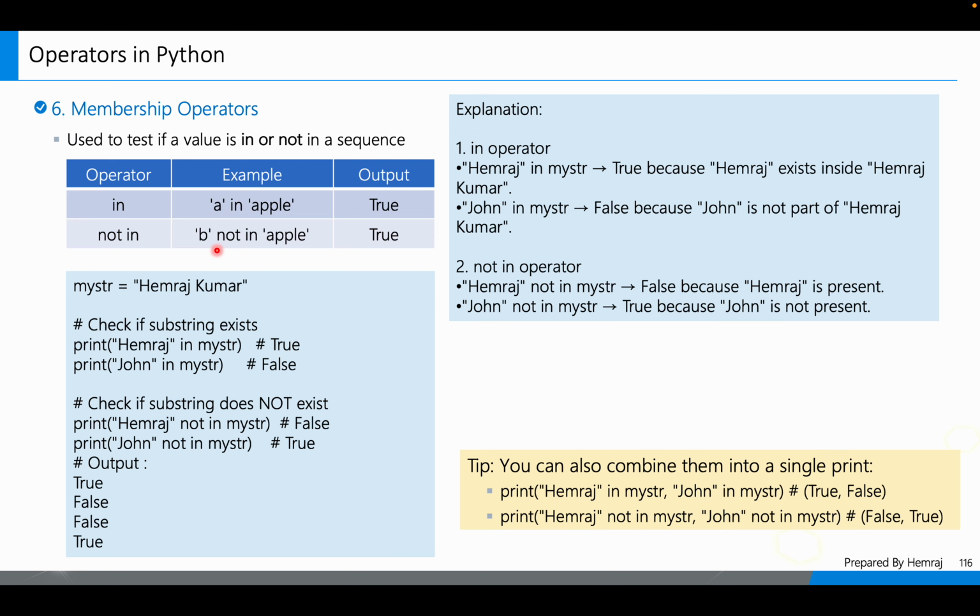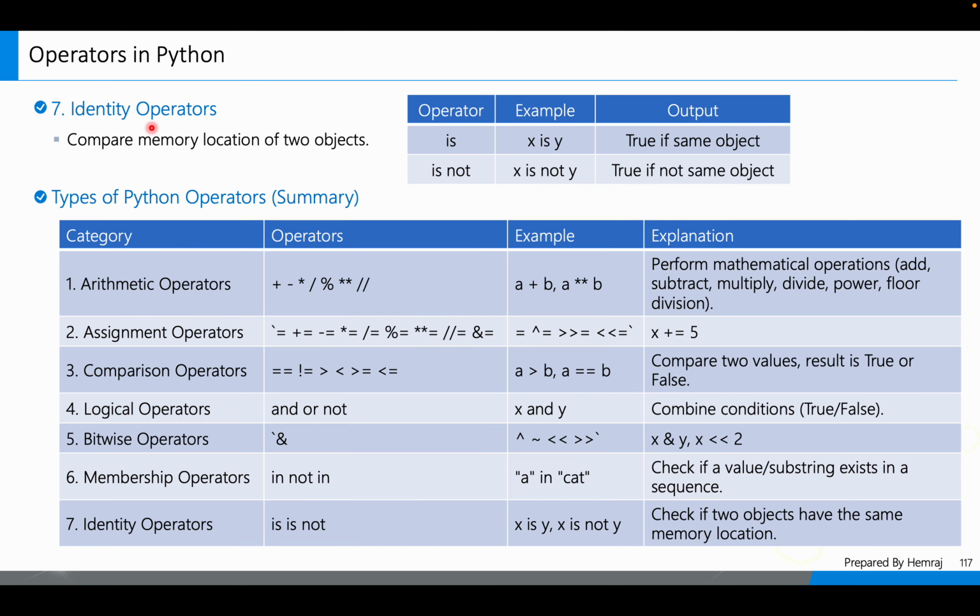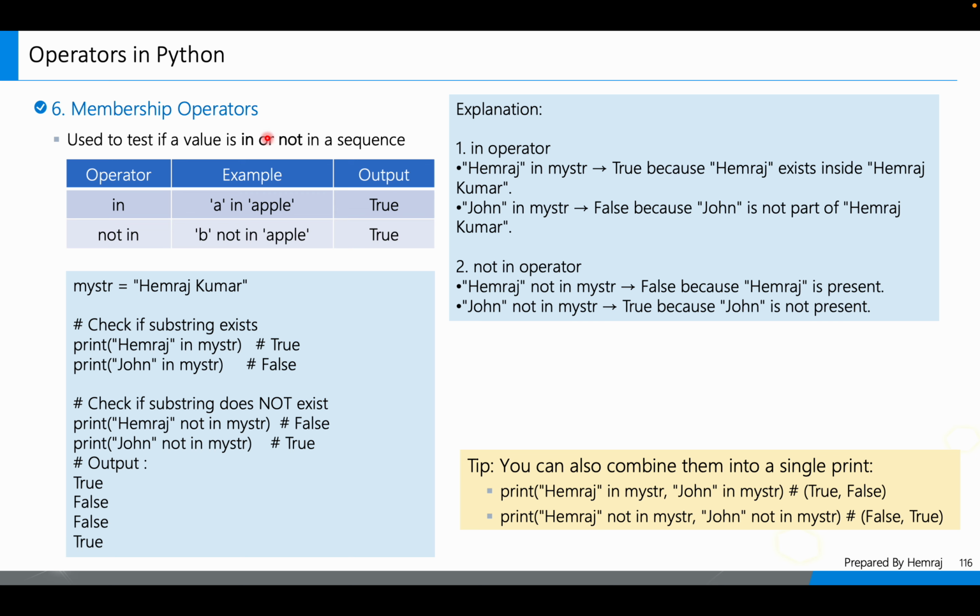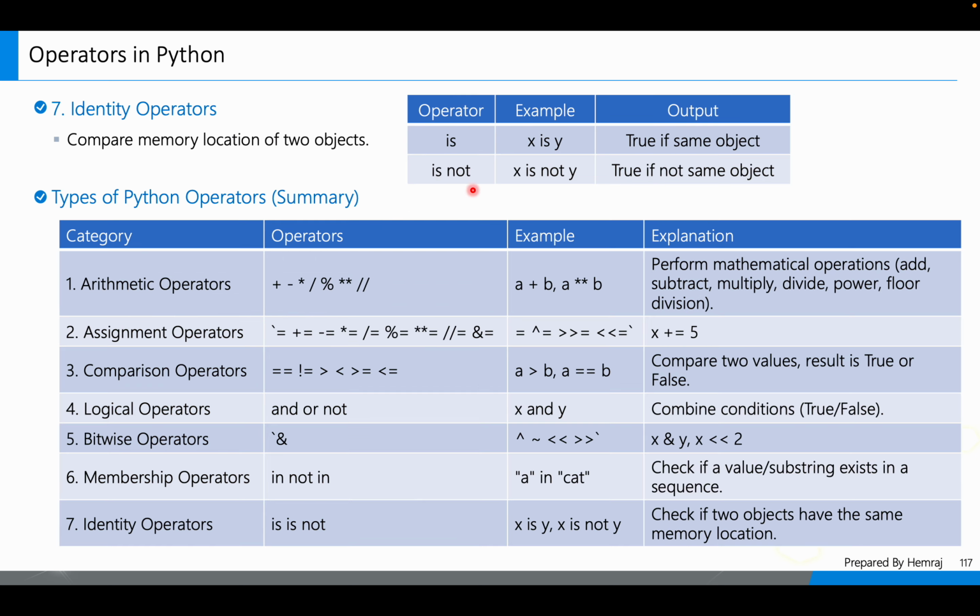And these are the membership operators. We can use membership operators to test if a value is in or not in a sequence, available or not available. There are basically two operators, in and not in, used for membership operators, right? And then last, the identity operator, used to compare the memory location of two objects, right? The operators will be is and is not, same like the membership operators, in and not in.